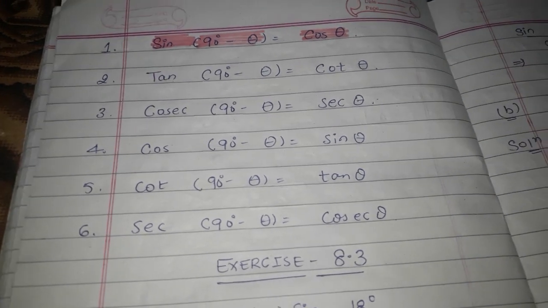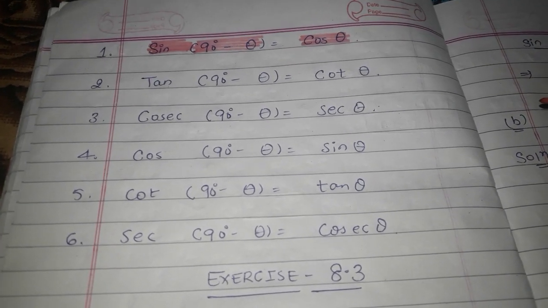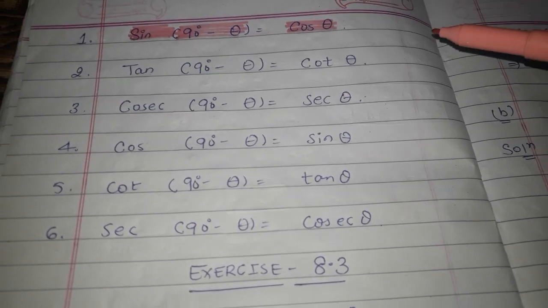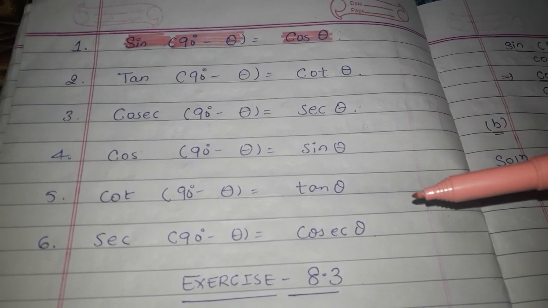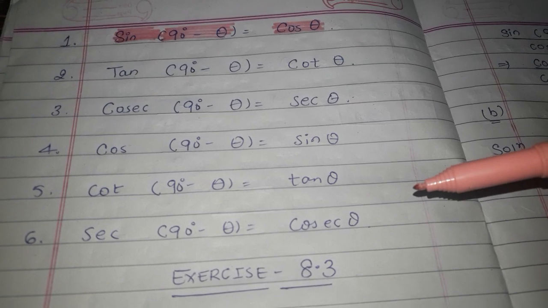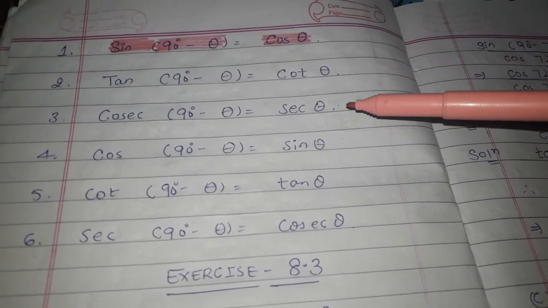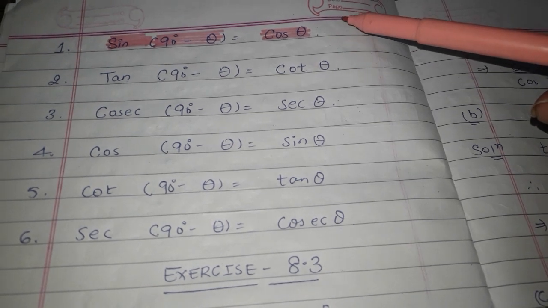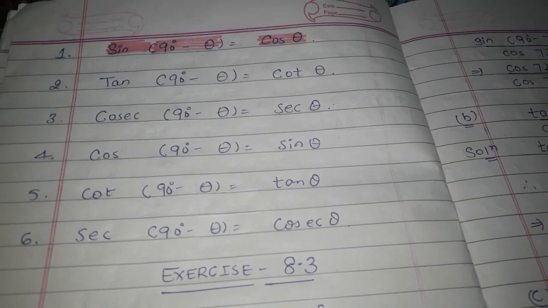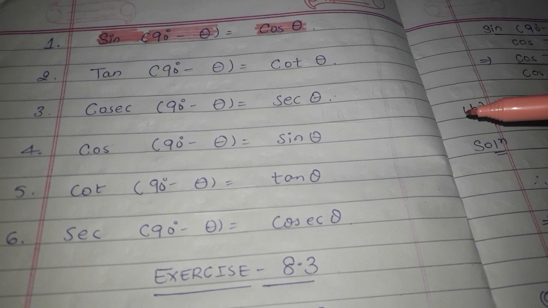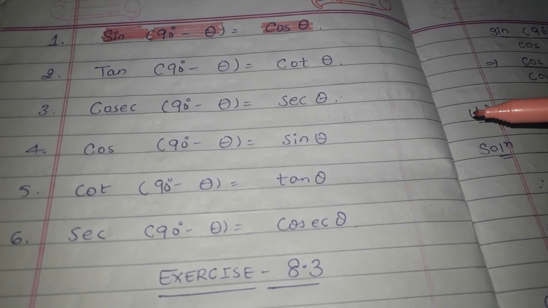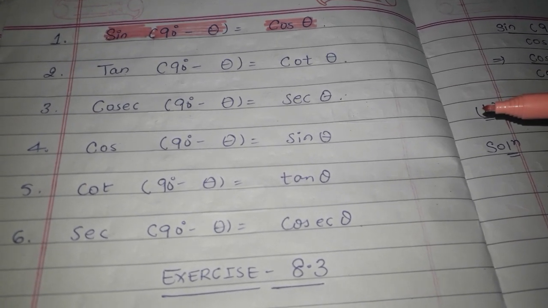In this video, we are going to cover the questions of exercise 8.3. These are the 6 formulas that are being used in this exercise. First is sin(90 degrees minus theta), which converts to cos theta. Tan(90 degrees minus theta) converts to cot theta. Cosec(90 degrees minus theta) is equal to sec theta.